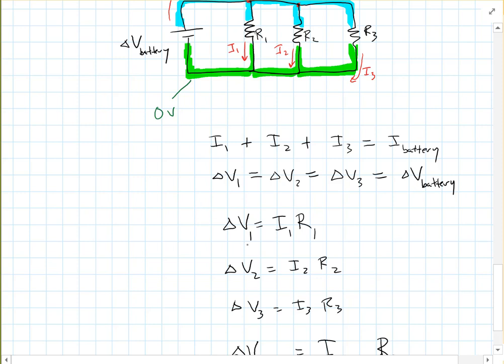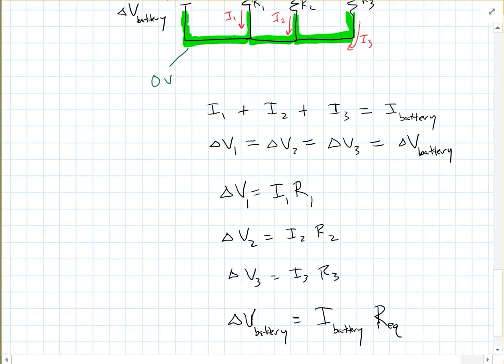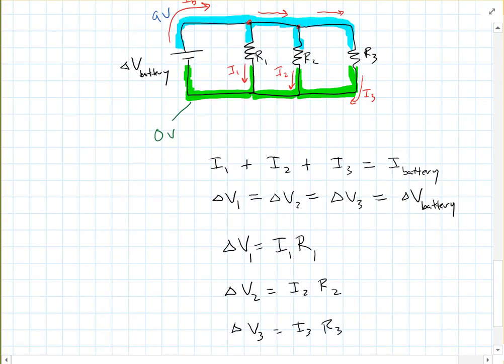So the voltage difference across R1 is going to equal the current through R1 times the resistance of R1. And I'll do the same calculation for V2 and V3. Then you're going to say, well, sometimes I'm making a circuit. I don't have these exact resistance values in my drawer.